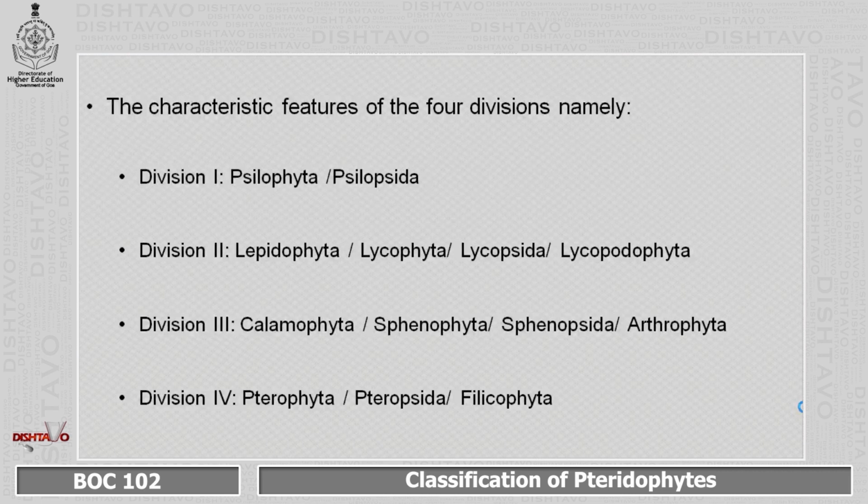The 4 divisions may also be known by other names as mentioned here. Division 1, Xylophyta, may also be known as Xylopsida. Division 2, Lepidophyta, may be known as Lycophyta, Lycopsida or Lycopodophyta. Division 3, Calamophyta, may be known as Spinophyta, Spinopsida or Arthrophyta. Division 4, Pterophyta, may be known as Pteropsida or Filicophyta.